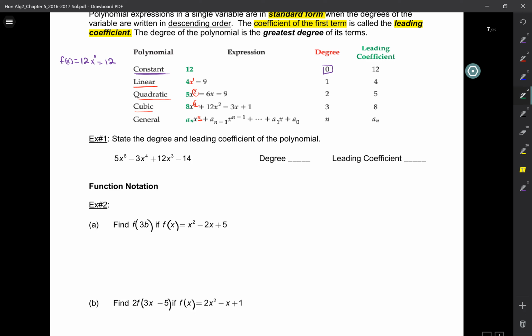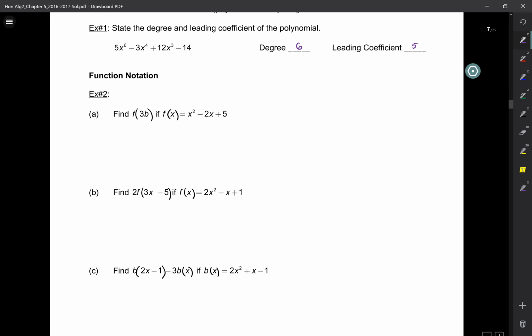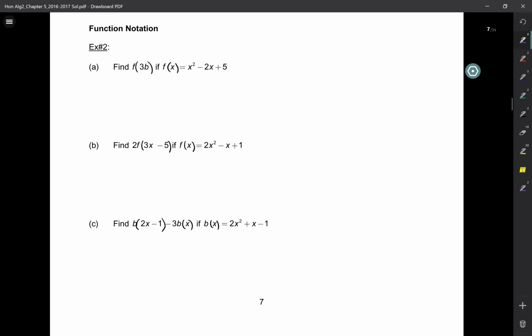Once you take that term with the highest exponent, the coefficient of that term is called the leading coefficient. You can see here in the quadratic equation, for example, the leading coefficient is 5, and so on. Take a look at this example. What is the degree of this polynomial? 6. And the leading coefficient? 5, right? If it was not in standard form, you just put it in the right order. We've done stuff like this before.